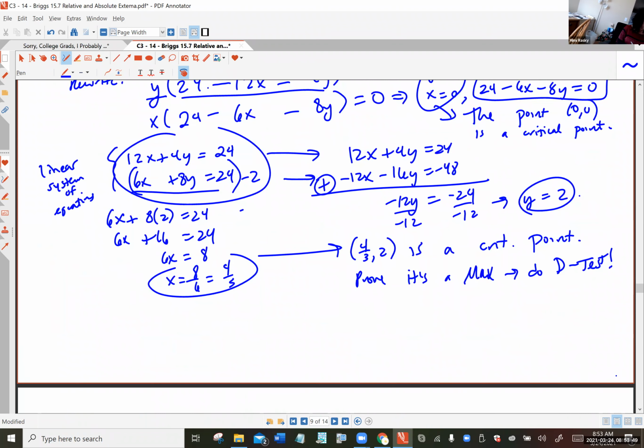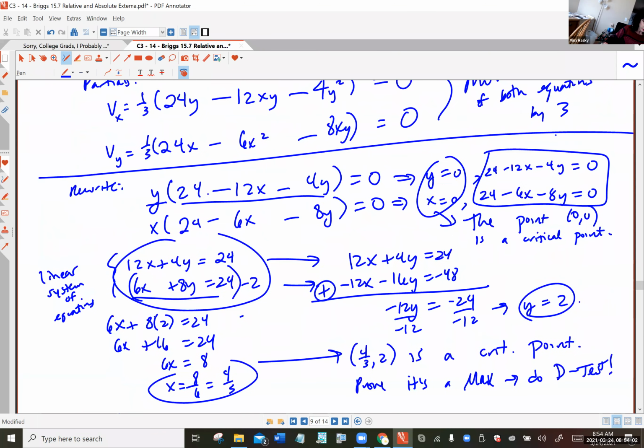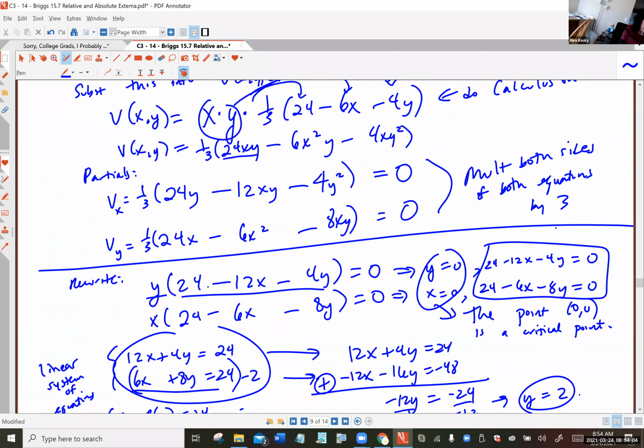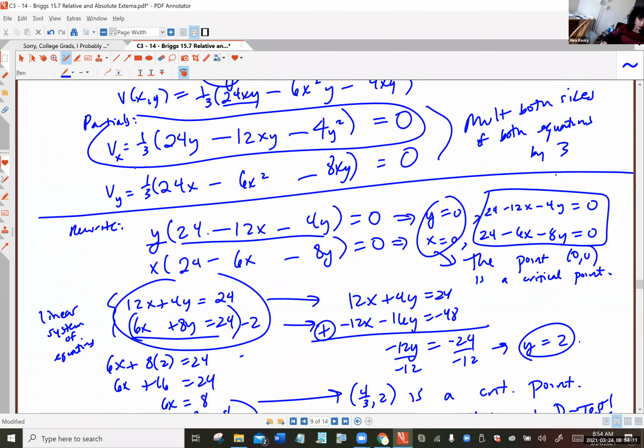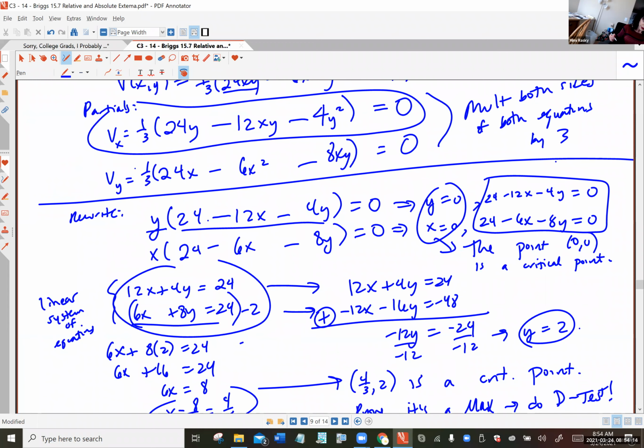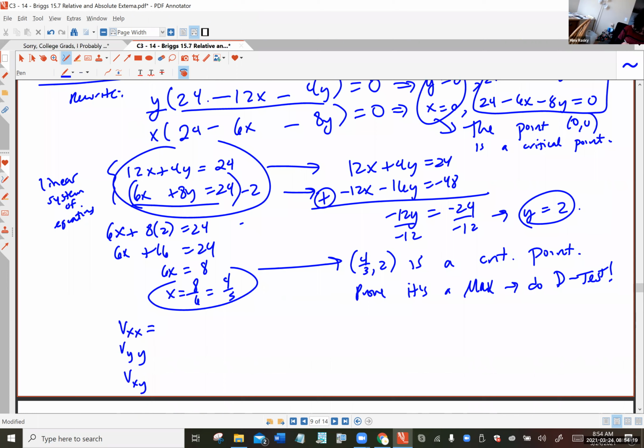Okay, so what are we going to do? Let's go ahead and get these second partials, Vxx, Vyy, and Vxy, then we'll put it all together. So Vxx is the derivative of Vx. Now remember, our Vx was way up here. And if I take the second partial of that with respect to x, I'll still have the 1/3. And then I'm just going to have -12y. So I'll have the 1/3 times -12y, which gives me -4y.